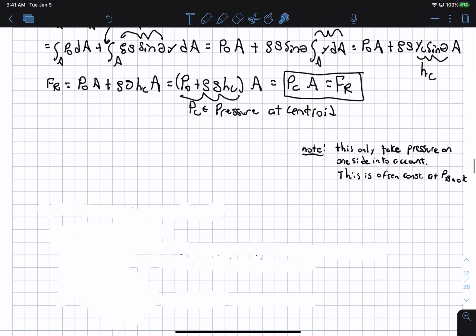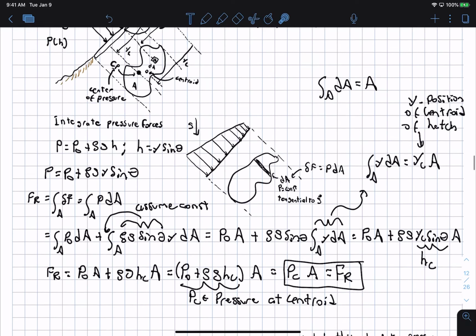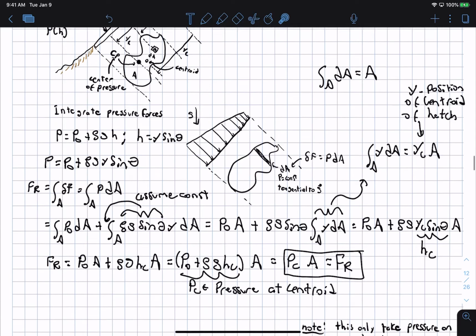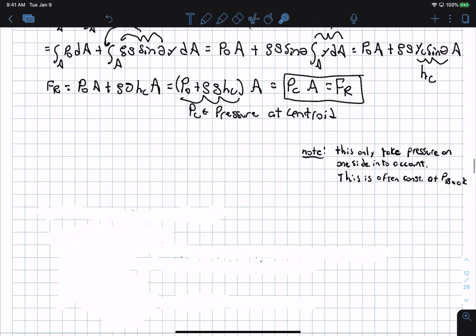Okay? So now we know the resultant force pushing on the gate. Now we need to know, where do we put this resultant force on the gate so that the same moment is produced? Okay, so we can use that information to tell us where to put the resultant force.